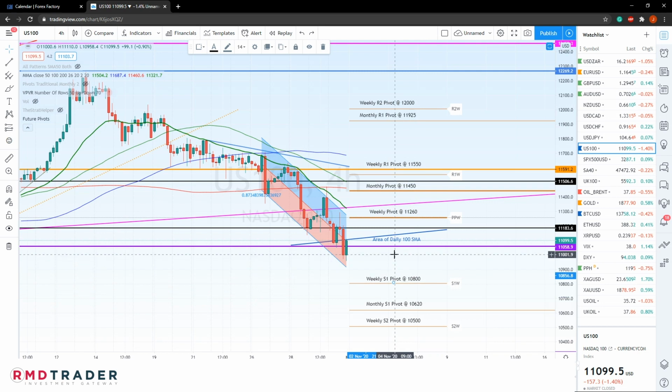For a bullish scenario, price would have to break above the weekly pivot at 11,260, and of course that could perhaps then see this area of the monthly pivot at 11,450 retested, which would be a very strong area of support, as this is also where we converge with that 11,500 level as well as the 4-hour 200 SMA. Only with a break above this area, or let's rather say a close above this area, we will have another run at a bullish rally, and that could perhaps take us higher towards this area of our monthly R1 pivot at 11,925 to the weekly R2 pivot at 12,000.